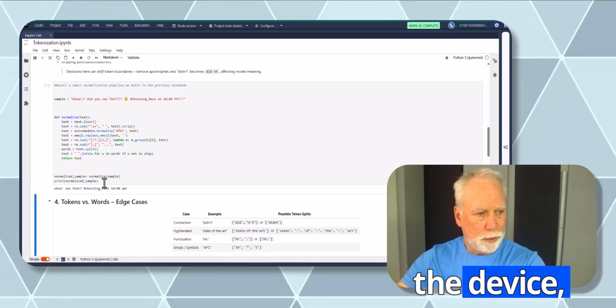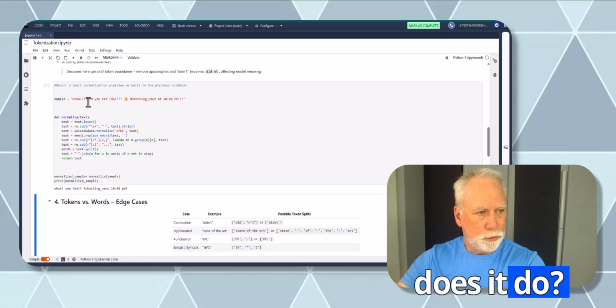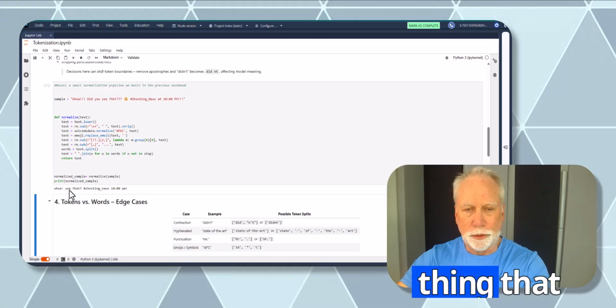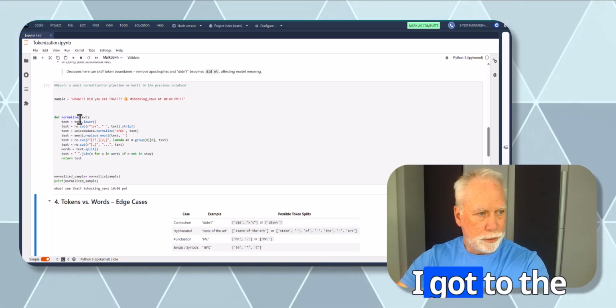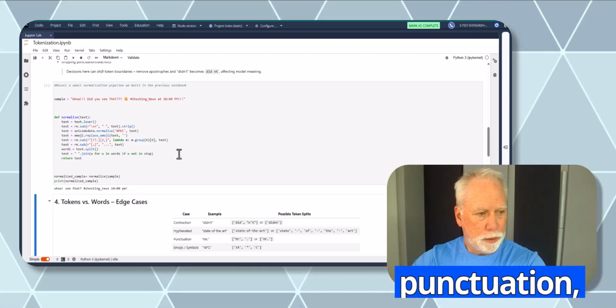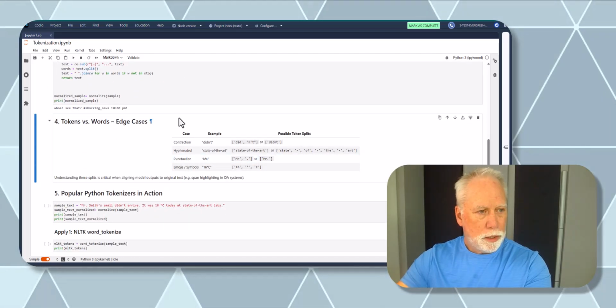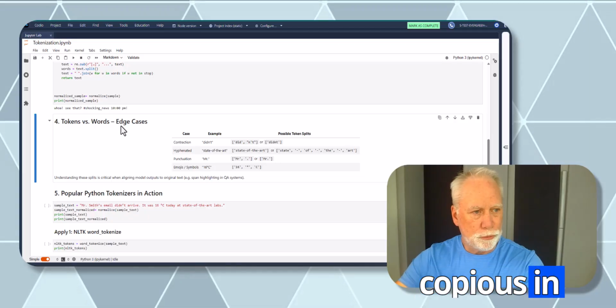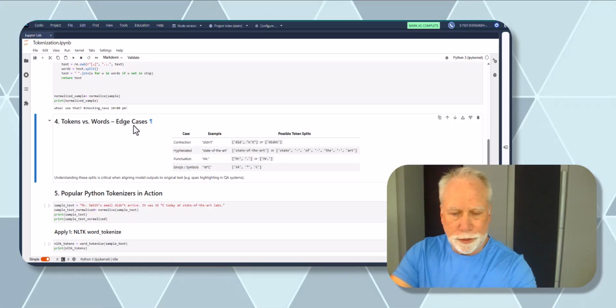We just copied the normalize function over, and what does it do? It kind of cleaned up our sentence, right? Got rid of the extra exclamation points, punctuation, and extra words, right? And so now we want to look at tokens versus words and some of the edge cases that we're going to run into.